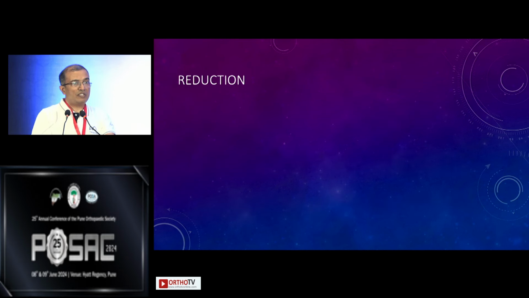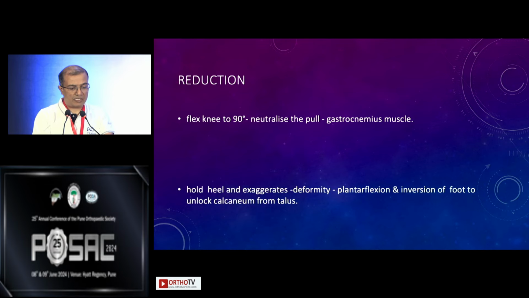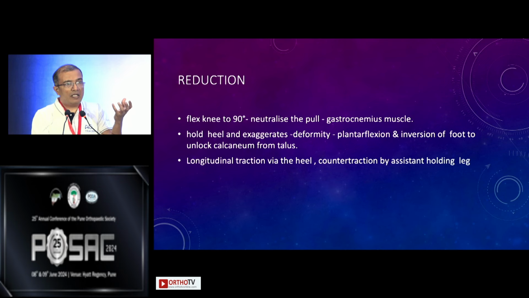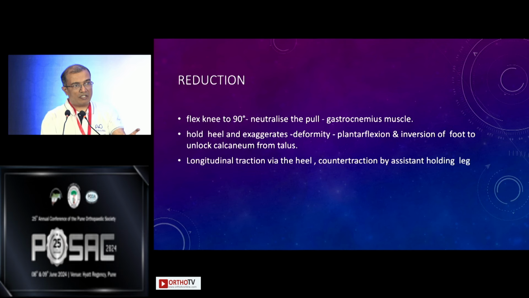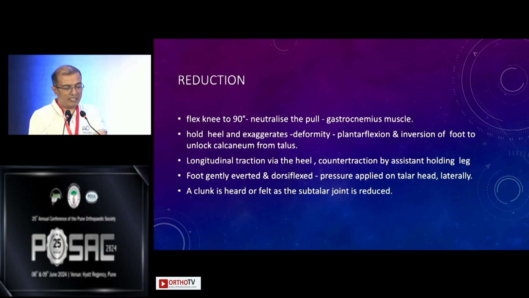How do we reduce? Suppose it is a medial peritalar dislocation. Flex the knee, that will relax the gastrocnemius. Then give traction to the heel, and counter traction at the knee by an assistant. And exaggerate the deformity. If it is medial peritalar, exaggerate in inversion. If it is lateral peritalar, exaggerate in valgus. And then just put your thumb on the head of the talus to reduce it. So gently evert in medial peritalar dislocation by putting a thumb on the head of the talus. That is how you reduce it, and a classical clunk will be heard.